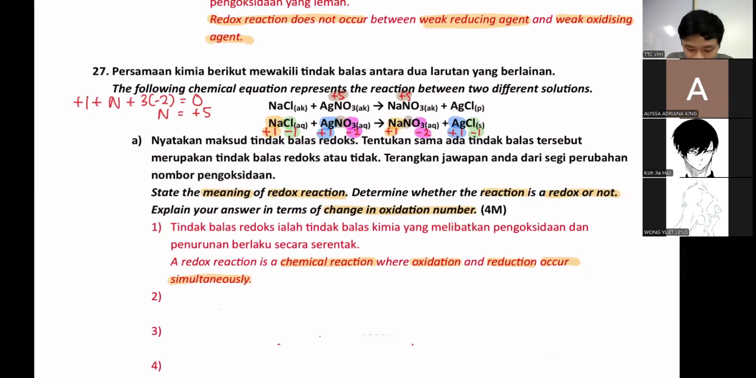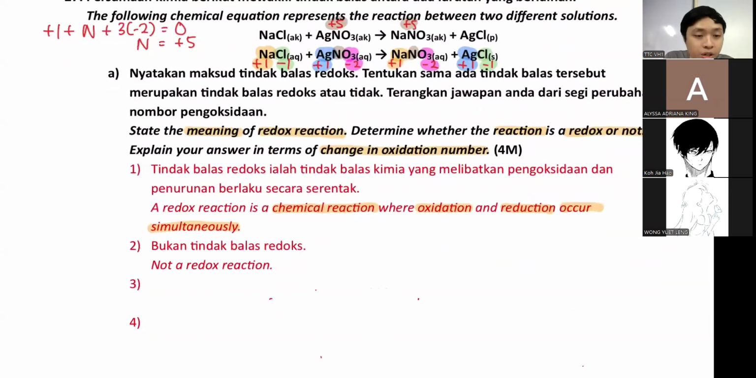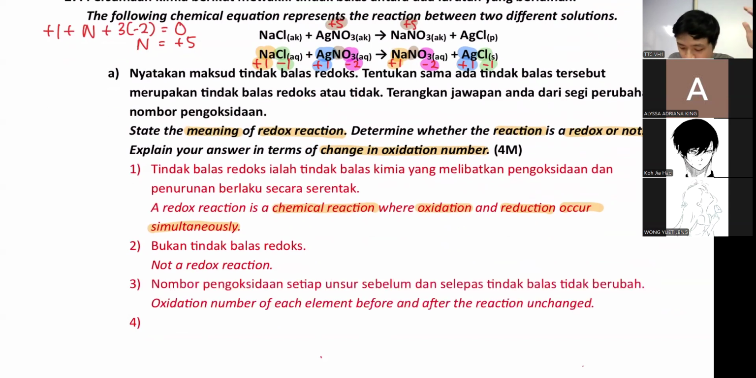If you see no changes, you have to tell them this is not a redox reaction. Why? Because oxidation number for each element before and after reaction is unchanged.